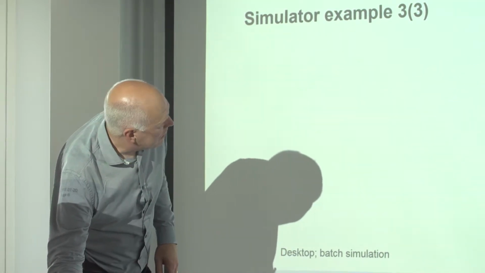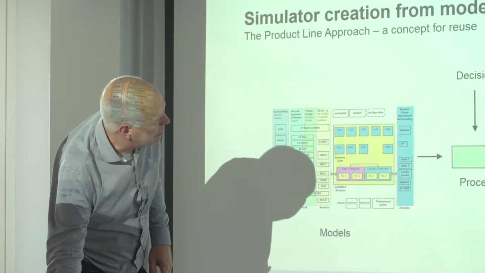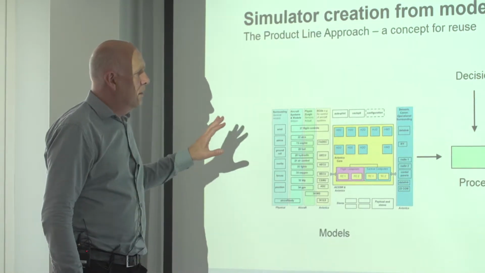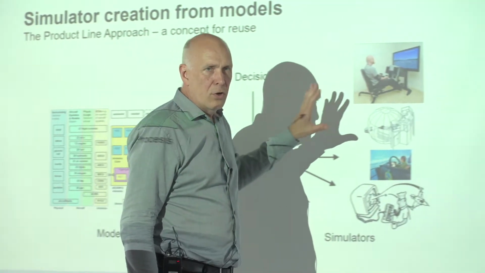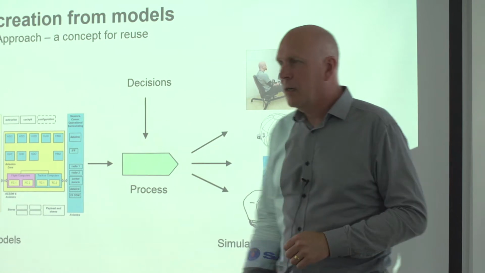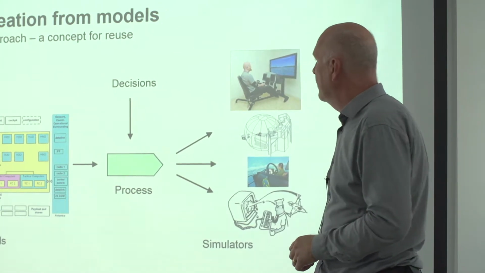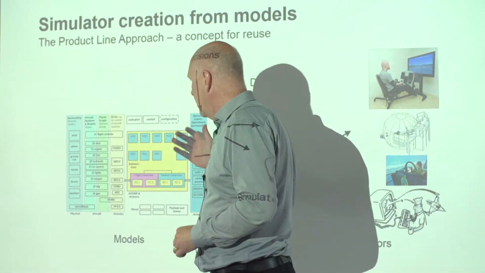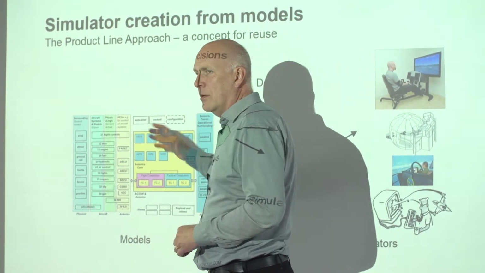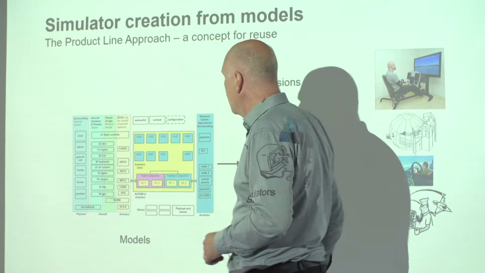There are other kinds of simulators as well, but for all those kinds, we need a set of models. So the same set of models goes into the core of those different kinds of simulators. So then we have the product line approach. We have the model set, all the models. I will come back to what kind of models we have here.